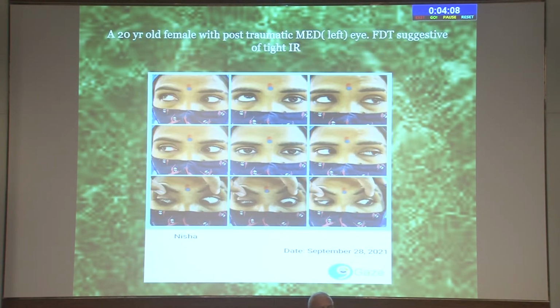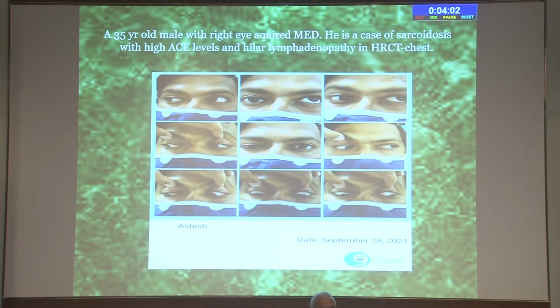This is a case of a 20-year-old female with post-traumatic MED. FDT was suggestive of tight IR. This is another case of a 30-year-old with right acquired MED. This is a case of sarcoidosis with high ACE level and hilar lymphadenopathy in HRCT chest.